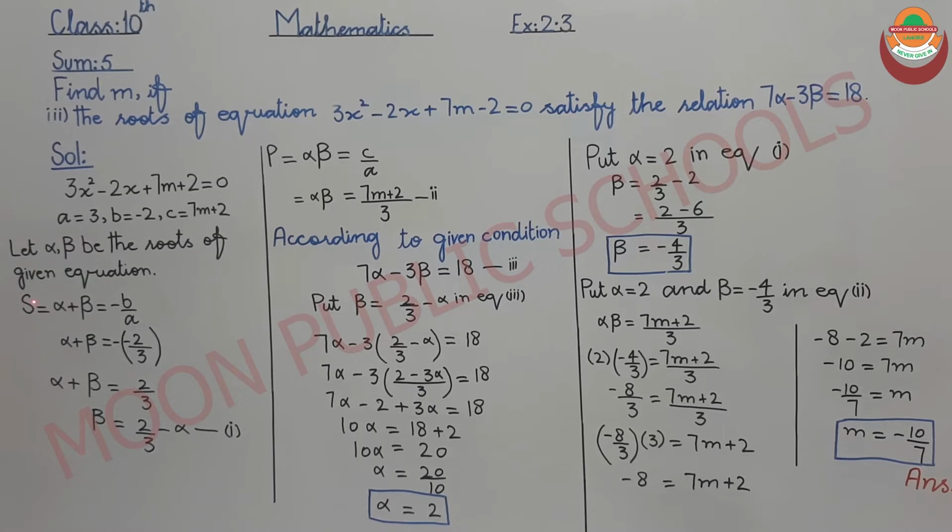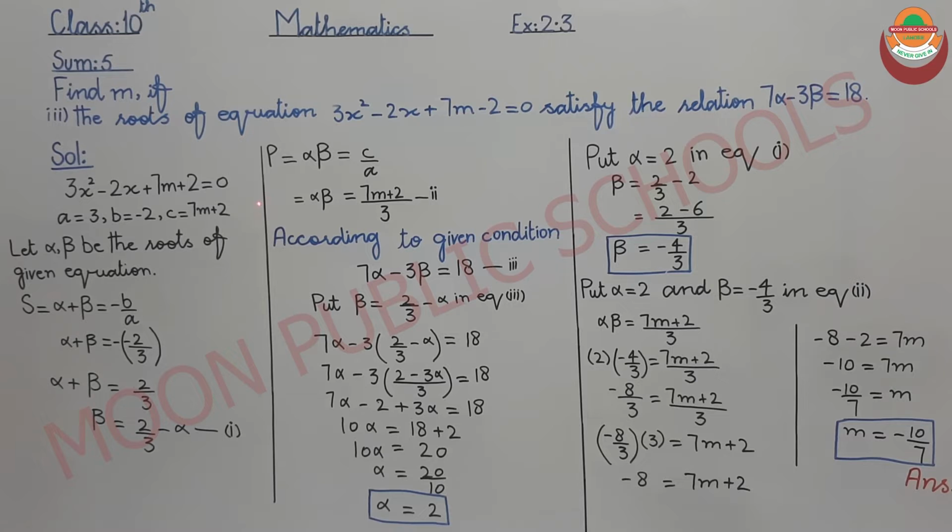First we find the sum of roots. Sum of roots equals alpha plus beta and its formula is minus b over a. Now we put the values. Here the value of b is minus 2 and the value of a is 3. Multiplying minus with minus, minus minus plus, alpha plus beta equals 2 over 3. Now we write here the value of beta. Shift alpha to the right hand side, its sign is changed. So the value of beta is 2 over 3 minus alpha.